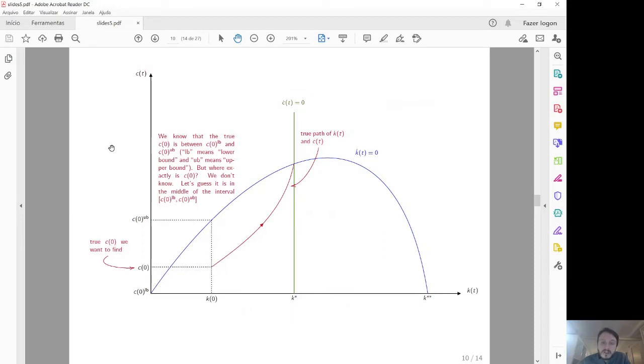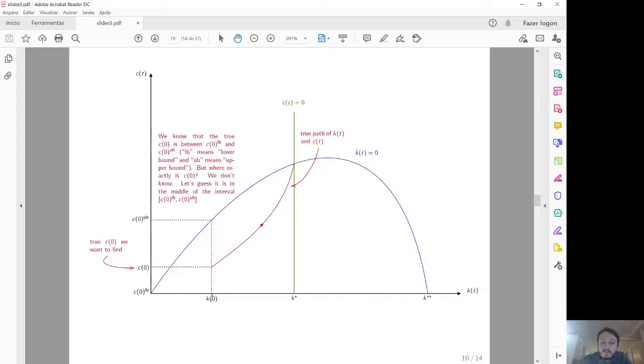For this, we're going to use the phase diagram to help us thinking. So this is the phase diagram, and we have the initial capital here. One thing that we know for sure, that we already learned, is that the initial consumption cannot be lower than the one here in the blue curve. So the initial consumption must be between the consumption that is associated to the blue curve here and the initial capital, which we call C0 upper bound. That's the maximum possible initial consumption. We cannot have something higher. That's why we call it UB, which means upper bound.